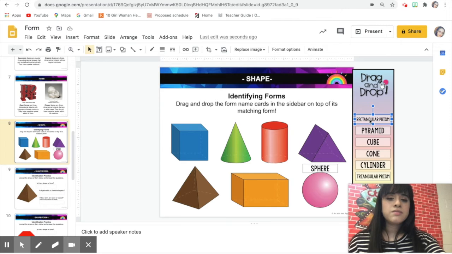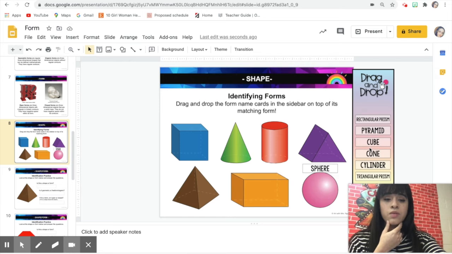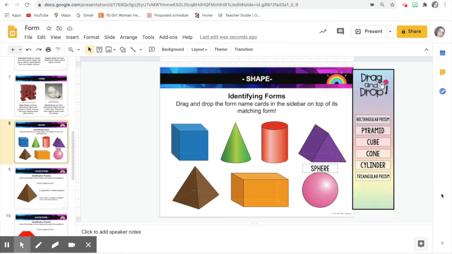Rectangular prism. What is a rectangular prism? Let's see. Let's think about it. Okay. We have two, so let's keep these in mind. Whoa. I'm going to move myself to a different side. There I am.